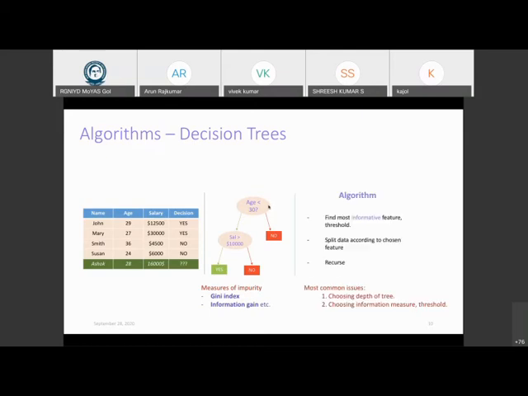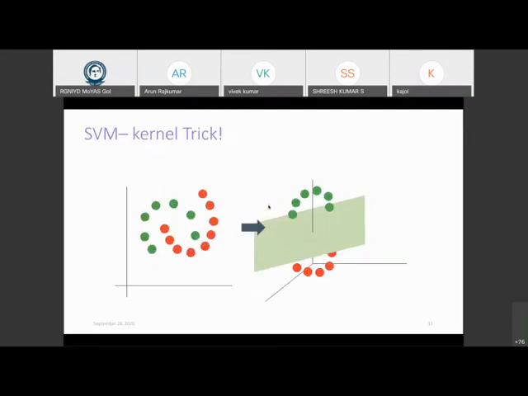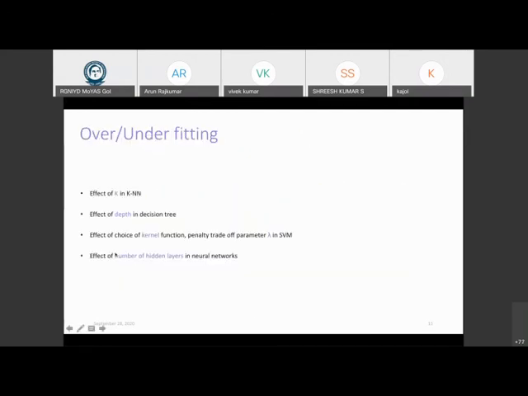This is called the problem of underfitting versus overfitting. If the depth is too small, then it is underfitting. If the depth is too large, then it is overfitting. Similarly, if the K is too small, it is underfitting. If the K is too large, it is overfitting. And a similar analogy holds for the kernel and other things.